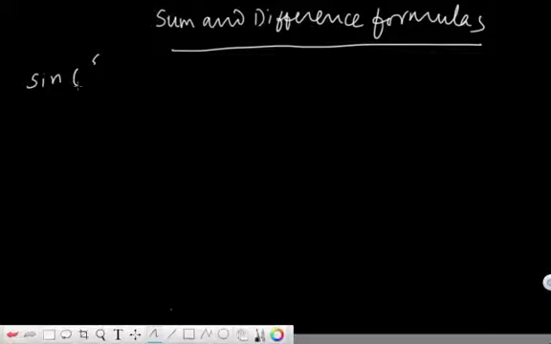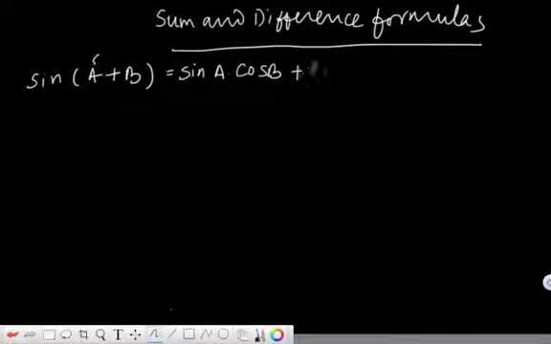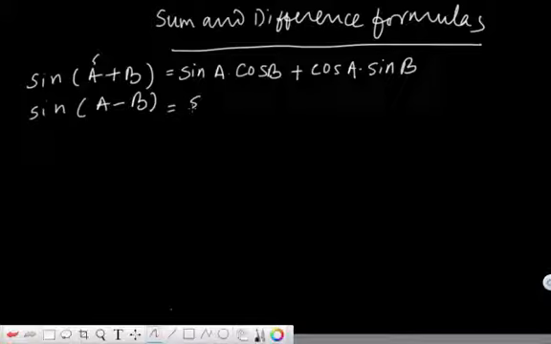So, the sum formula is sine of a plus b is equal to sine a times cos b plus cos a times sine b. And the difference formula is sine a minus b is sin a cos b minus cos a sin b.